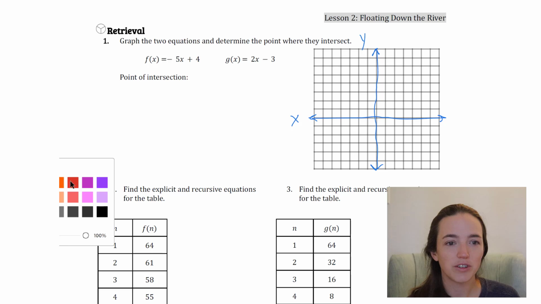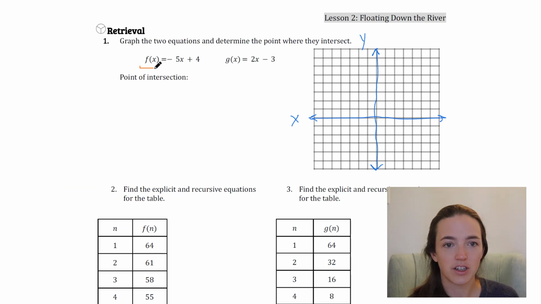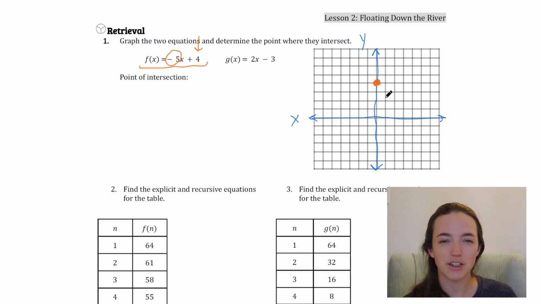Okay, first one we'll do in orange. Starting value is 4, so I'm going to put a point at 4. 1, 2, 3, 4. The slope, or the common difference, is -5, so I'm going to be going over a step, down 1, 2, 3, 4, 5. And I'll do one more. Over a step, down 1, 2, 3, 4, 5. So there's my first line. Oh, wow. Just pretend that's a line.